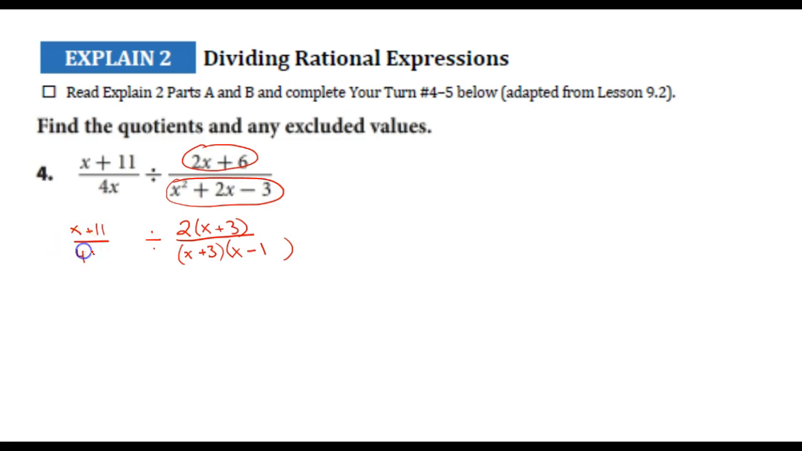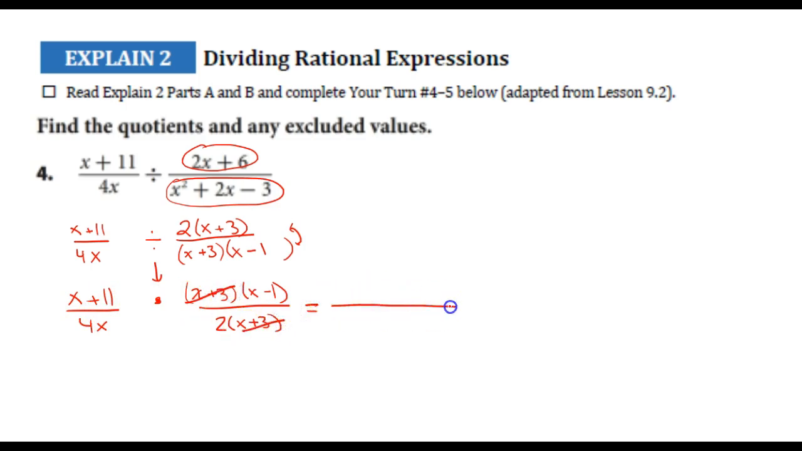And then we'll change that to multiplying. Flip these guys over. So that'd be x plus 3 times x minus 1 on top, and 2x plus 3 on the bottom. This one did not flip, so I'm just going to copy this down. And I'll notice these two will cancel out, and I'm left with, on top, x plus 11 and x minus 1. And 4 times 2 is 8 with an x on the bottom. That's my quotient. Awesome.